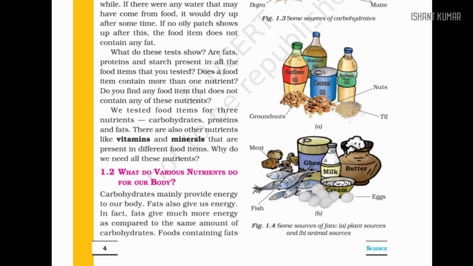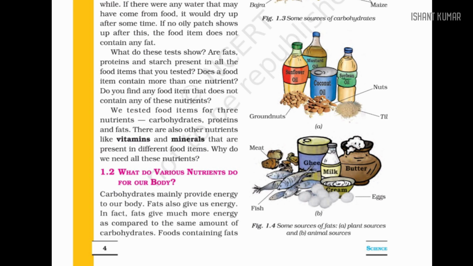We tested food items for 3 nutrients: carbohydrates, protein, and fats. There are also other nutrients like vitamins and minerals that are present in different food items. Why do we need all these nutrients? 1.2. What do various nutrients do for our body?